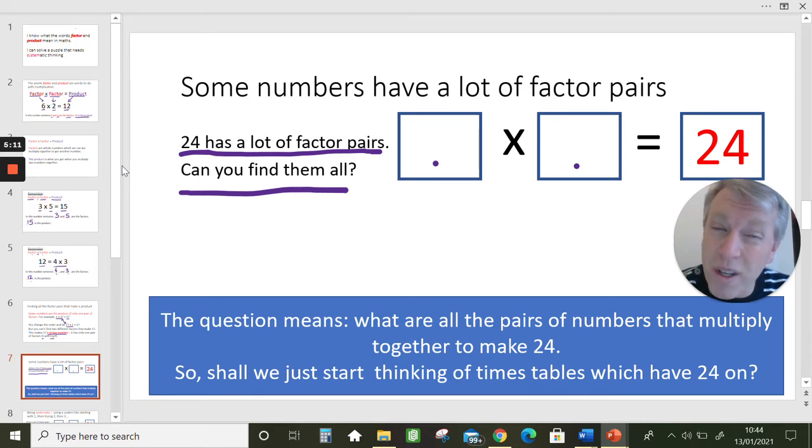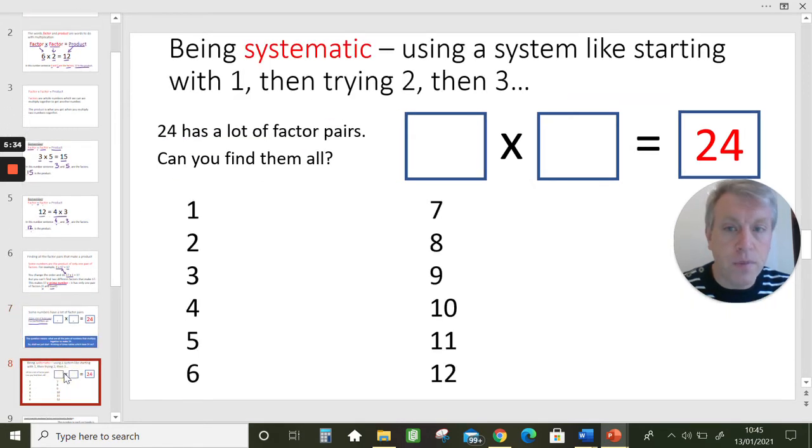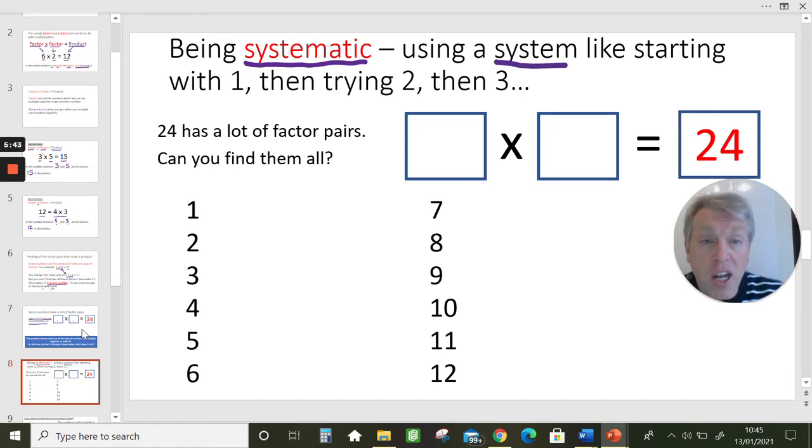So, how can we start thinking about that? I mean, we could just start thinking of times tables which have 24 on. Is that a good way to start? What do you think? Maybe you could try and find all of the factor pairs. Pause the video. I hope you paused the video, because our other learning objective today is to be systematic. That means using a system to find all the factor pairs.